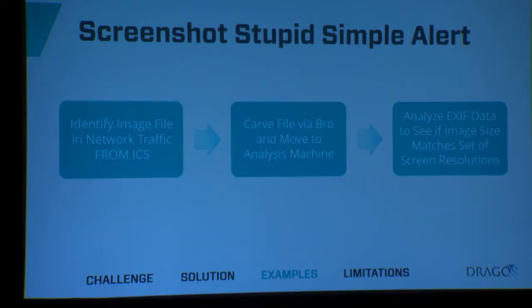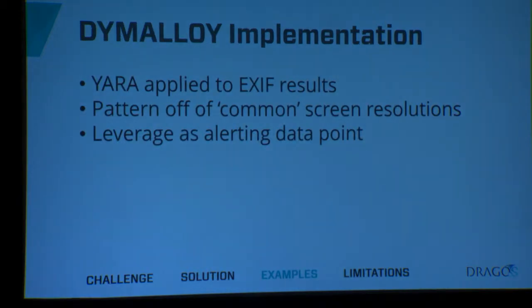on those? So in this case, identify that an image file is on the wire coming from, in this case, an ICS network. Carve that file out via Bro and move it to some analysis machine to take that EXIF snapshot and then use YARA to look for that dictionary of screen resolutions. Seems stupid simple. And you know what? It works in this case. So apply YARA to the EXIF results and then pattern off the common screen resolutions and use that as a data alerting point. Again, that sounds basic, but in this case, it would catch this adversary as they're doing their recon phase of an attack within an industrial control network.